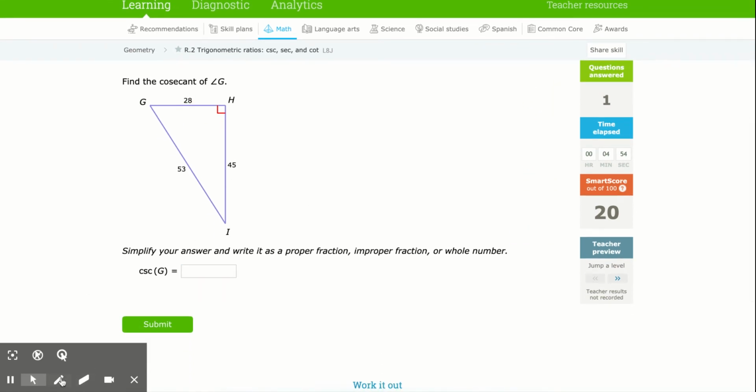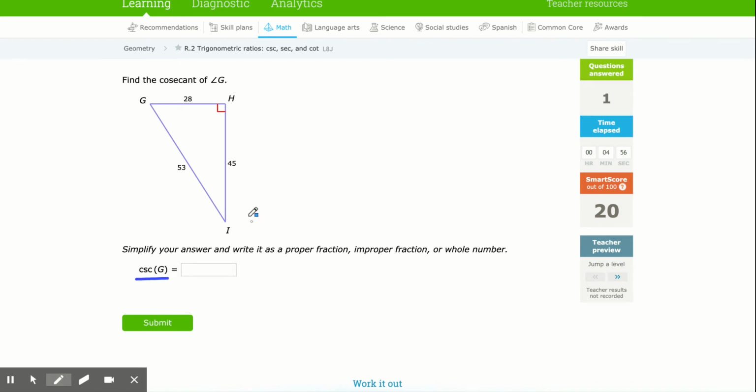So again, we're going to look for the cosecant of G. So I'm going to first find G, and then I'm going to identify the hypotenuse. I'm going to identify the opposite side, and I'm going to identify the adjacent side, and then I'm going to find the cosecant, which is the reciprocal of the sine. I don't know, that's just the way I remember it. So instead of being the opposite over the hypotenuse, it's the hypotenuse over the opposite. Hypotenuse over the opposite. And that's the cosecant.